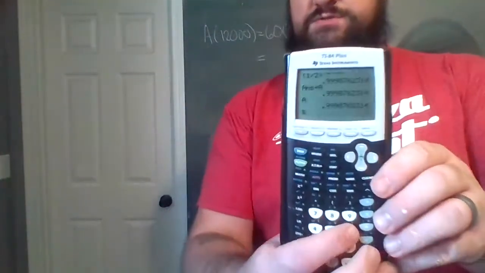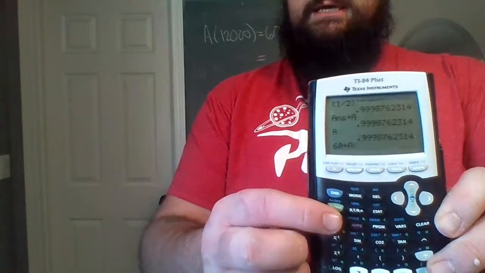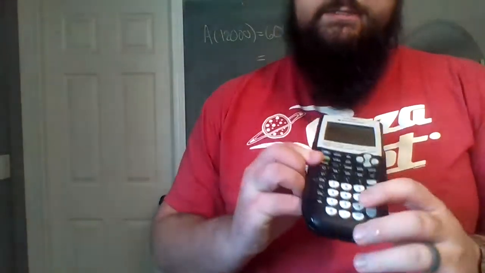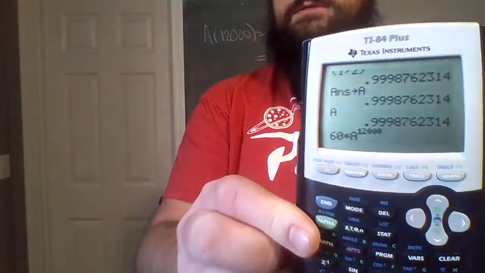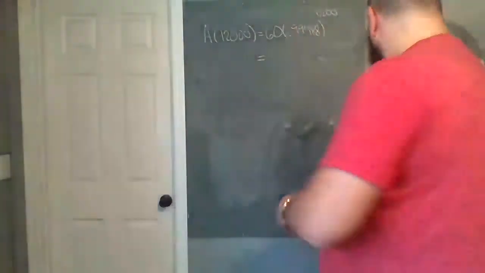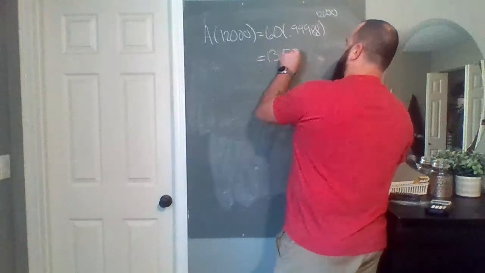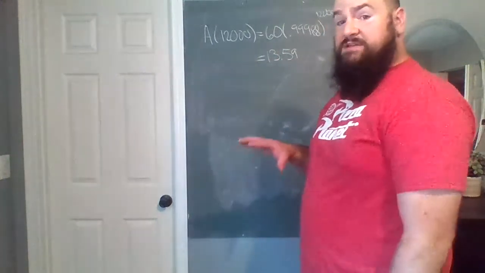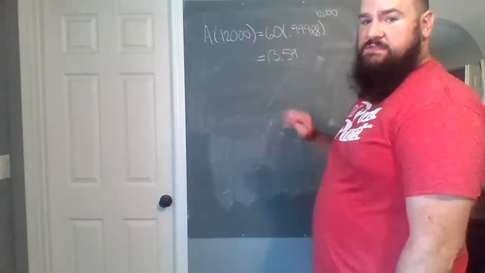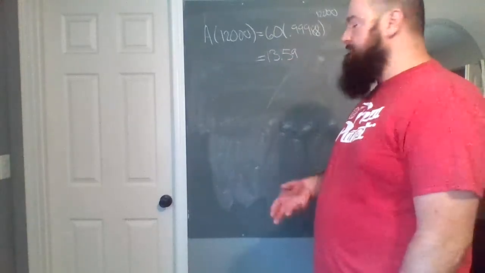It's really easy. So we can just do 60 times A raised to the 12,000. Hit enter. 13.59. So that tells me that after 12,000 years, there's 13.59 grams of this stuff left.